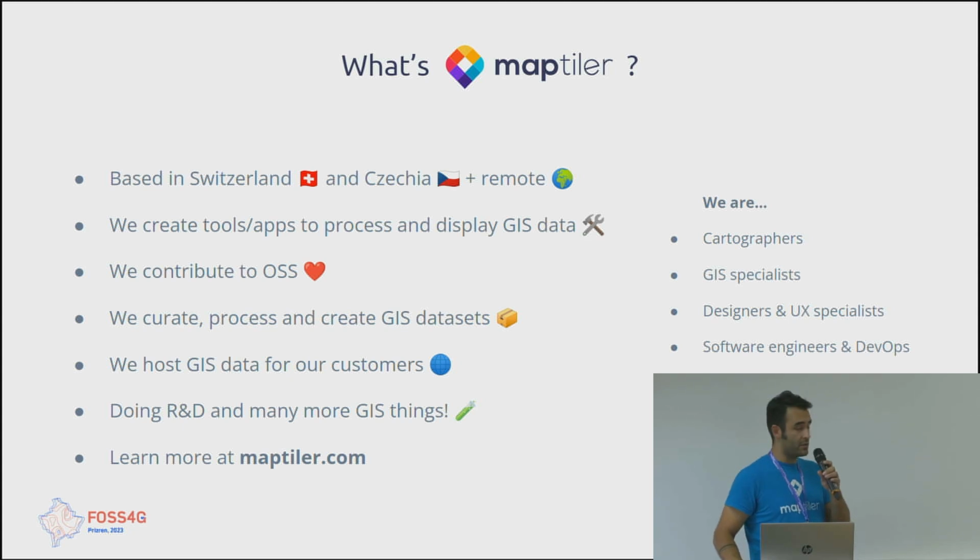So the team is quite diverse internally. We are roughly 50 people, almost 50 people. It's composed of cartographers, GIS specialists, designers, UX specialists, software engineers, geocoding experts, copywriters, and all of them map lovers in general.